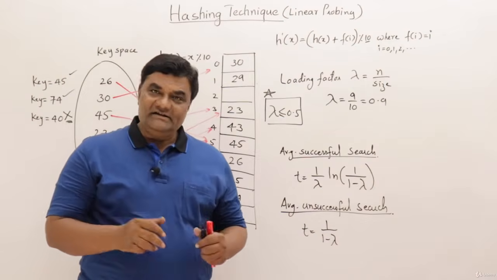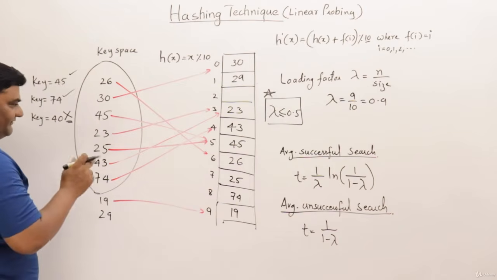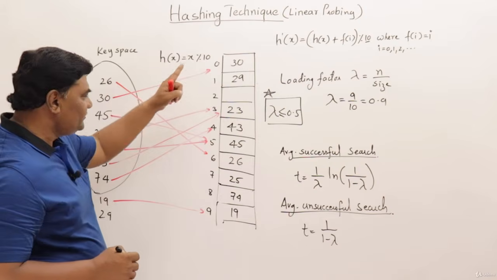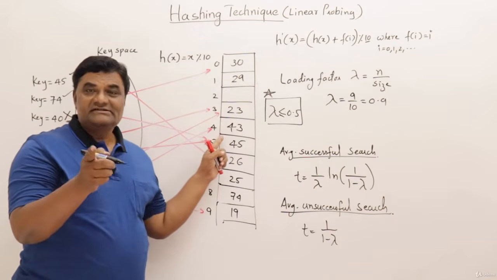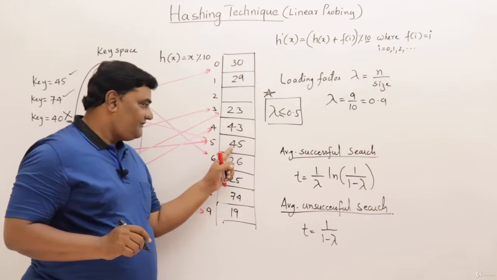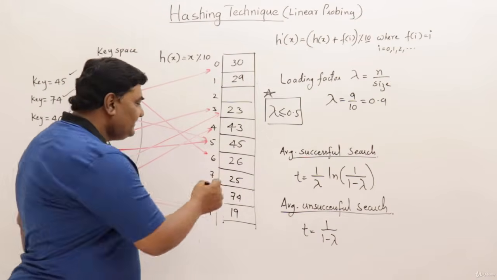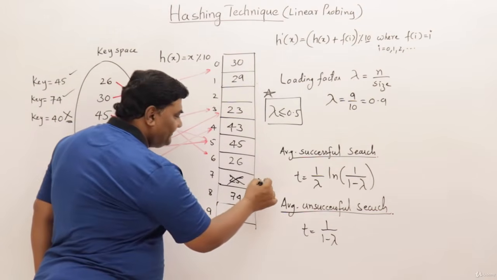Now let us look at delete. Suppose I want to delete 25. This key I want to delete. Use hash function, go to that particular index, that is 5. Then start searching for 25. Is it 25? No. Is it 25? No. Is it 25? Yes, found. Then delete it. 25 is removed. So I will write it outside.